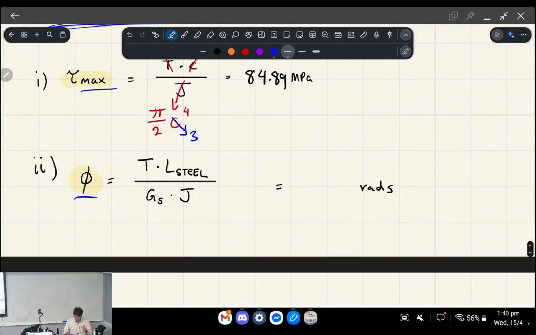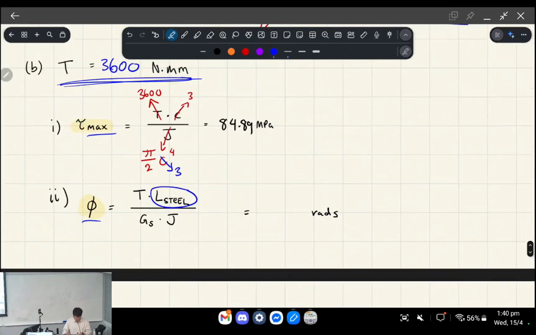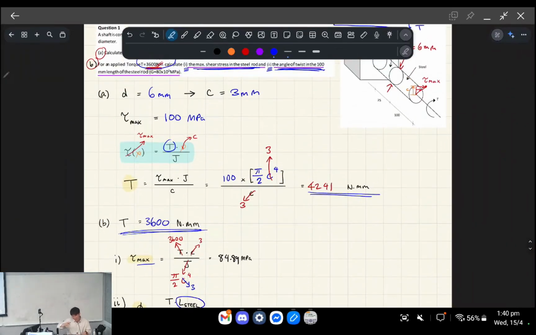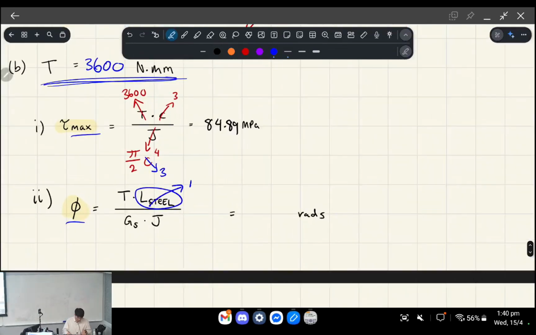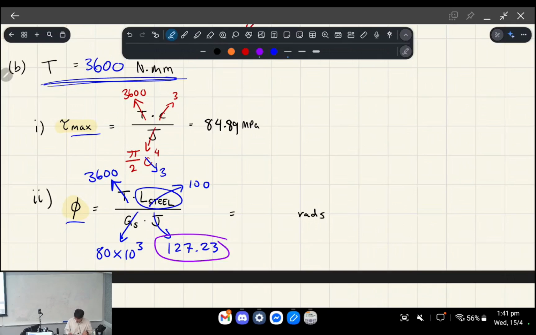So we're only concerned about the steel portion. We don't actually care about how much the aluminium bit is twisted, because we've only got 100 mil of steel. We have the same torque as we were given in the question. The shear modulus of steel is 80 times 10 to the 3, and J is 127.23. Where did I get that from? I basically just got that, and that's a simplified version of that, giving us 0.0354, and remember this is in radians.